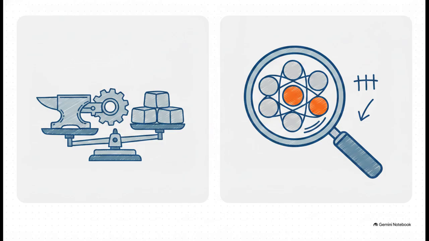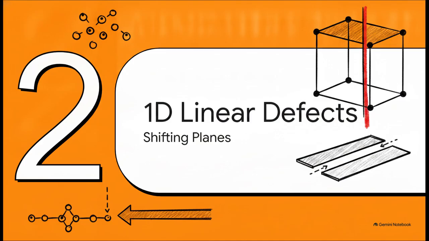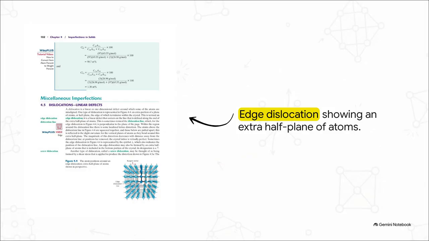Section 2. One-dimensional linear defects, shifting planes. Okay, stepping up a dimension from individual single atoms, let's look at flaws that run along an entire line within the crystal. This is a classic example, an edge dislocation. Imagine taking a perfectly ordered block of atoms, slicing it right down the middle, and then just shoving an extra half plane of atoms into the cut.